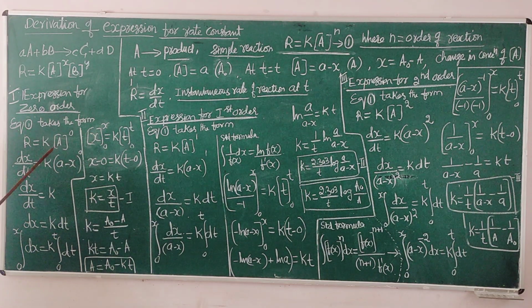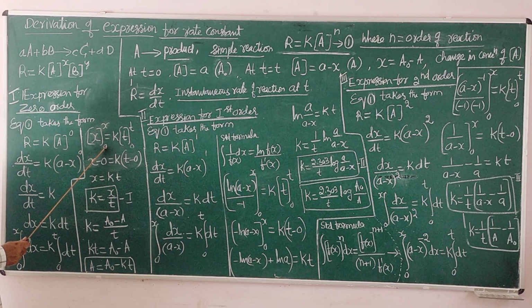And after integration, you show the limits, lower limit, upper limit. Then apply the function with x equals x minus the function with x equals 0. That is x minus 0, k into t minus 0. Simplify. This is x, this is k into t. What is k? x by t. That is the expression for the zero order reaction.